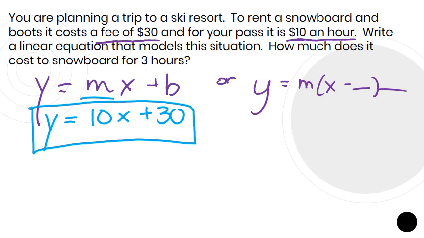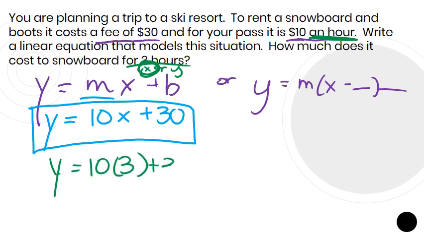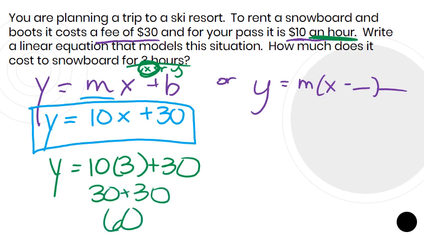How much does it cost now to snowboard for 3 hours? So I have to decide, does this go in for x or y in my equation? Well, if it says $10 an hour, my rate is hours, I need to plug it in for x. So y equals 10 times 3 plus 30. 30 plus 30. I end up with 60, but I'm not done.